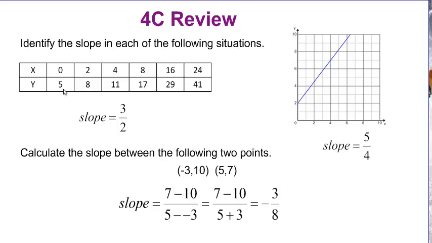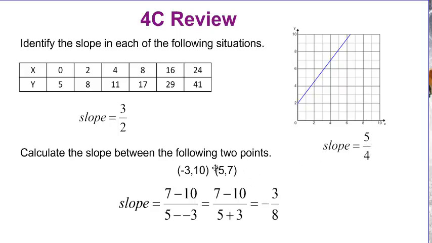In our first table here, we can see that when y goes up by 3, x goes up by 2 each time. So we have a slope of 3 over 2. In our graph, if we look at our first point here, we can see we have to go up 1, 2, 3, 4, 5 over 1, 2, 3, 4, and we find our second point. So our slope is 5 over 4.